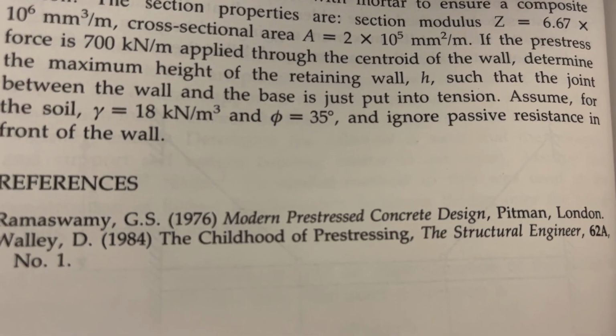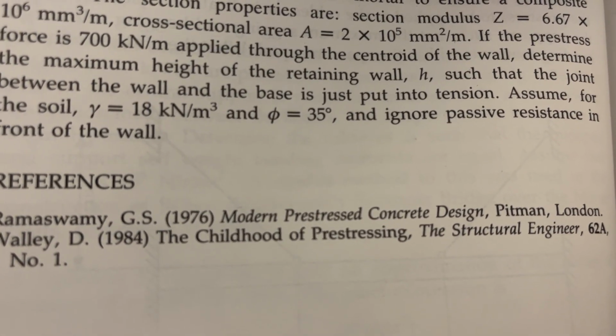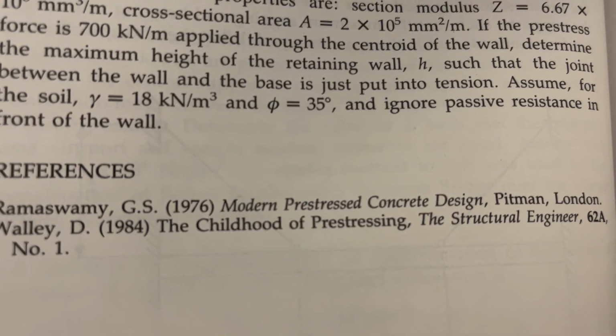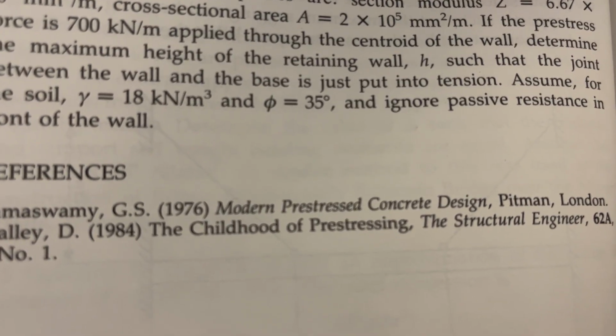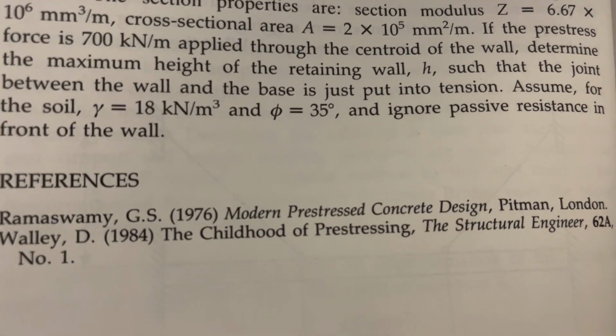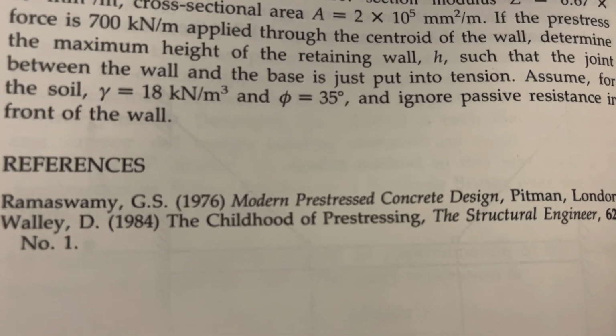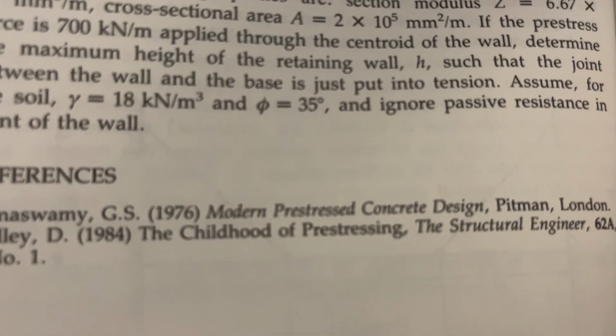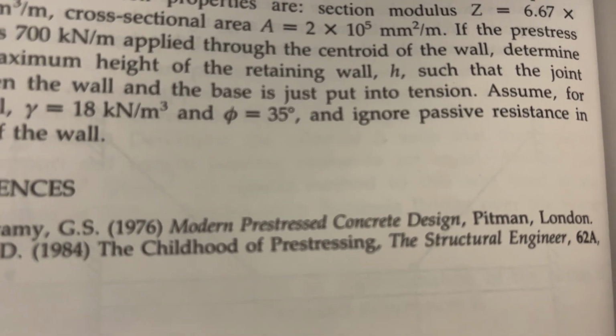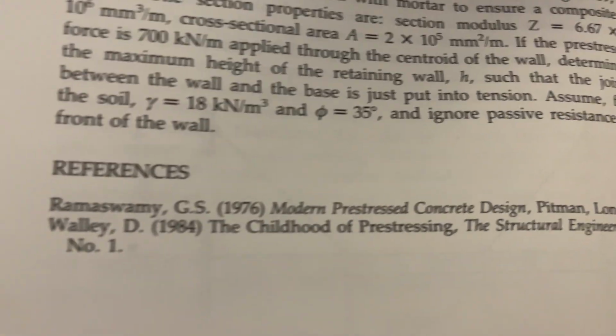Assume the soil gamma equals 18 kilonewton per meter cubed, and phi, that's the angle of shearing resistance, isn't it, equals 35. So this would indicate that this is a granular soil behind the wall, not a clay. And ignore passive resistance in front of the wall.